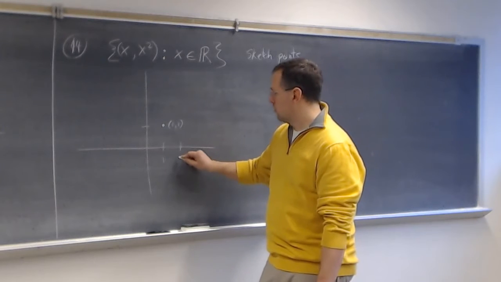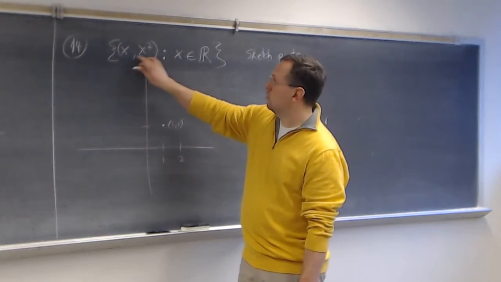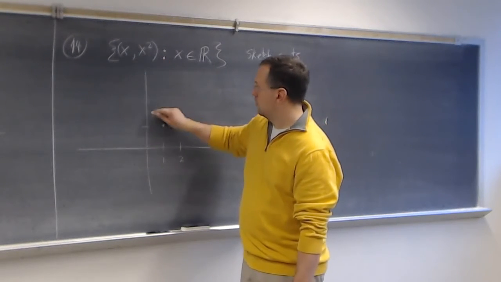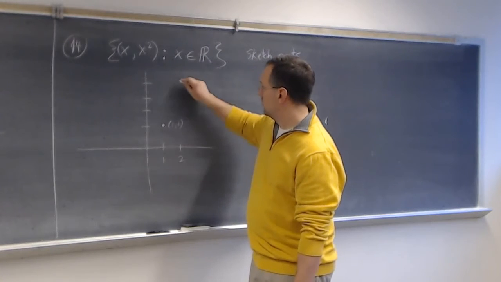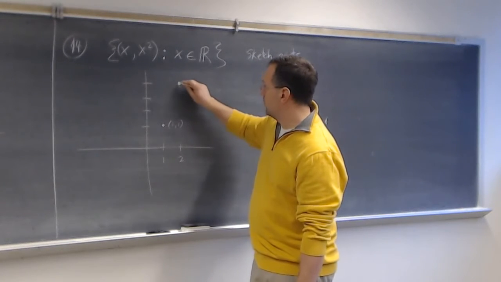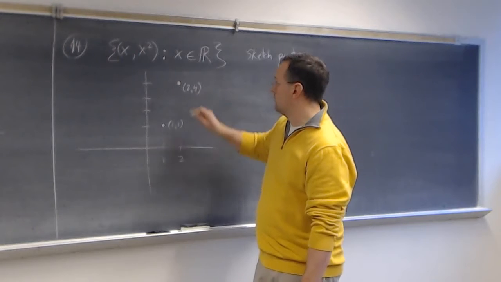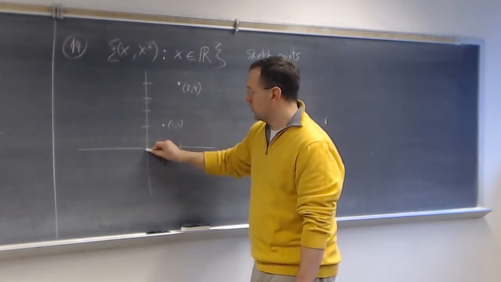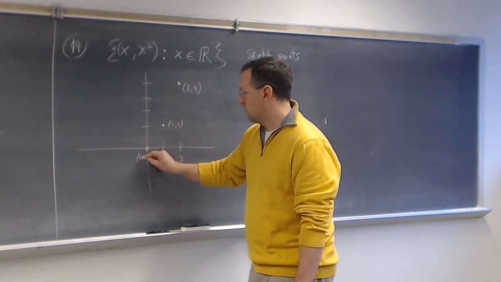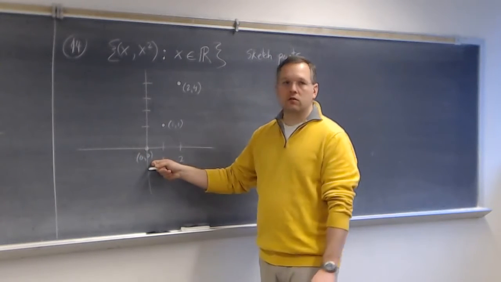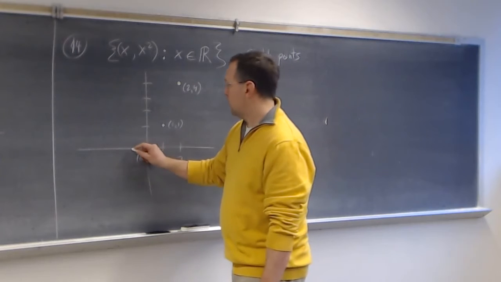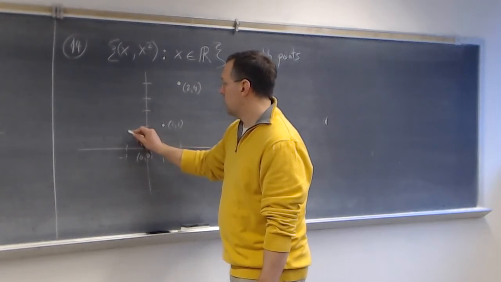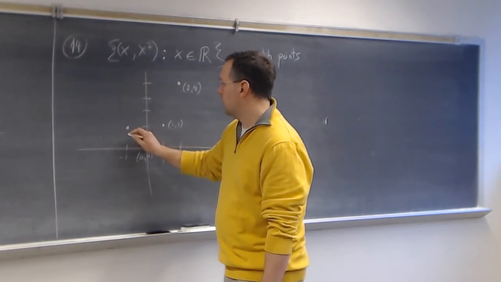What if x was 2? 2 comma 2 squared, so that would be the point 2 comma 4. What about 0, 0? 0, 0 is in this set. 0 squared is 0. What about negative 1? Negative 1, 1 would be in the set. The square of negative 1 is 1.